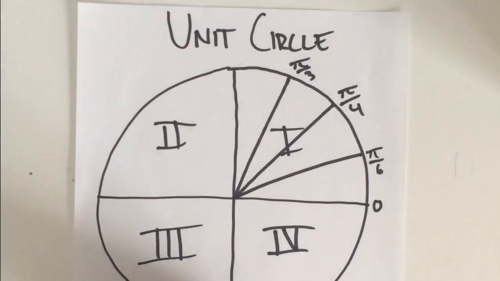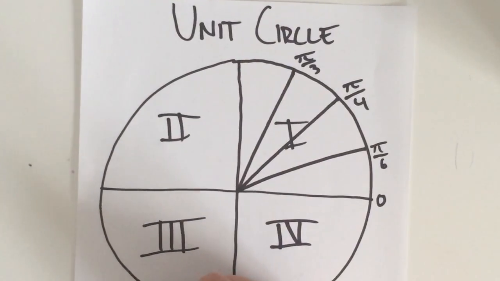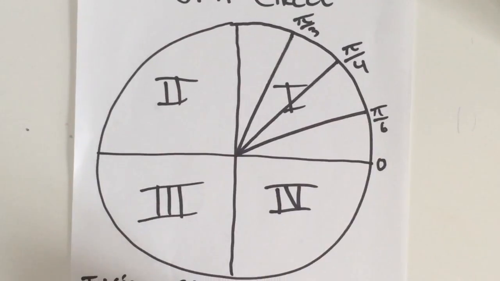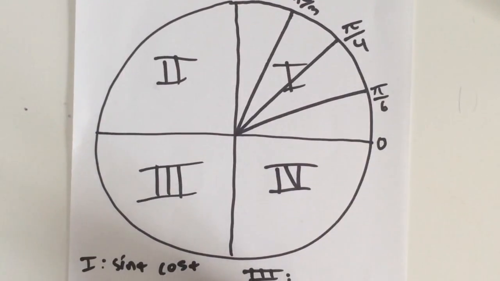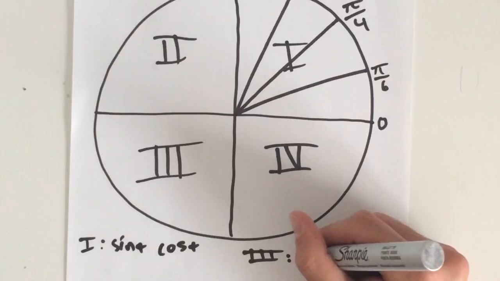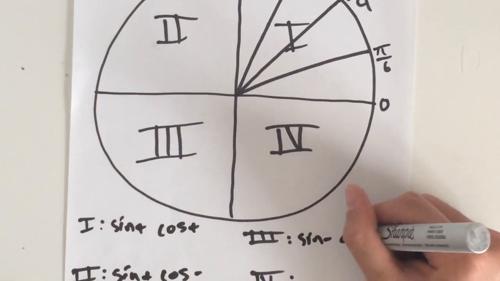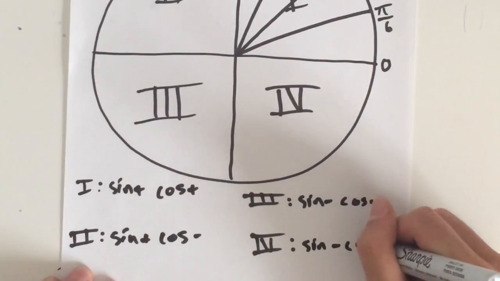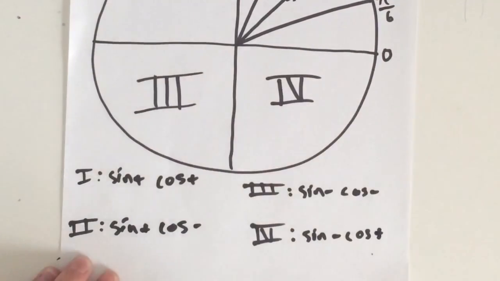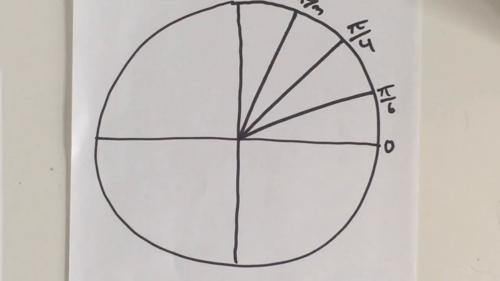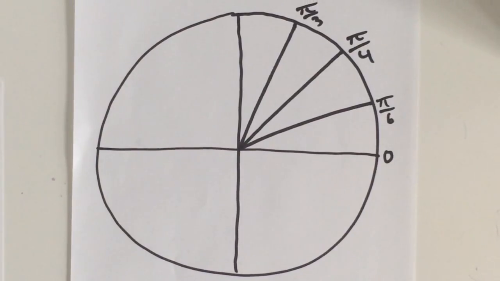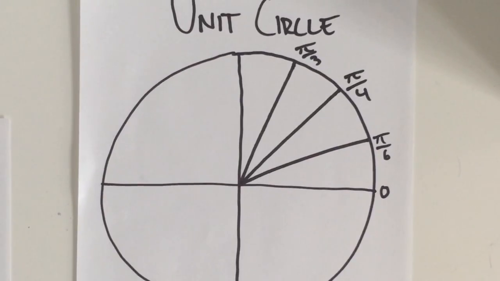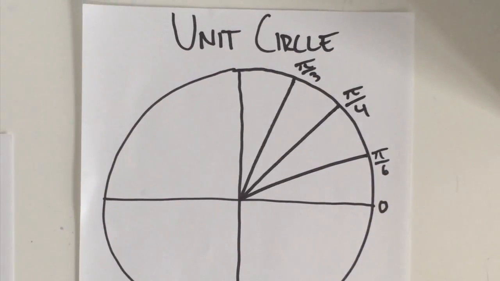In quadrant 1, both the sine and the cosine are positive. In quadrant 2, the sine is positive and the cosine is negative. In quadrant 3, both the sine and the cosine are negative. And in quadrant 4, the sine is negative and the cosine is positive. The unit circle shows different types of trigonometric functions for various right triangles. It can be used in architecture and engineering.